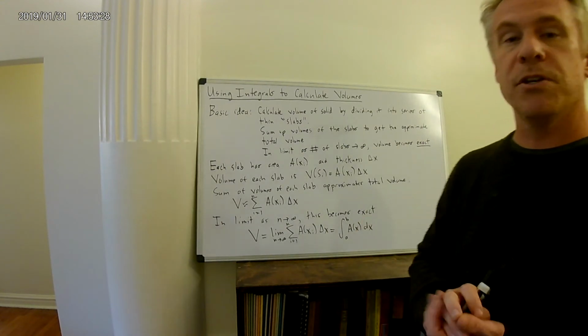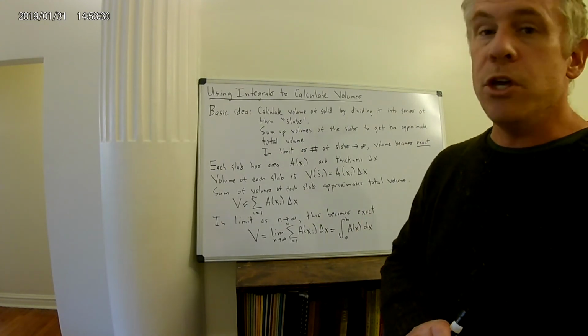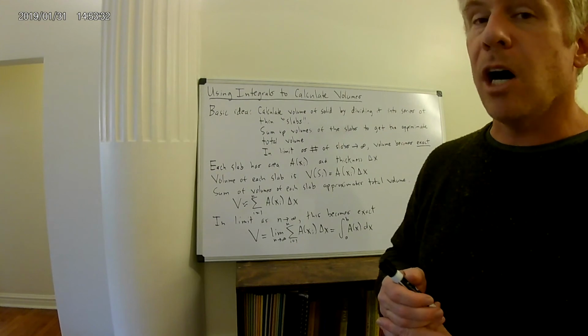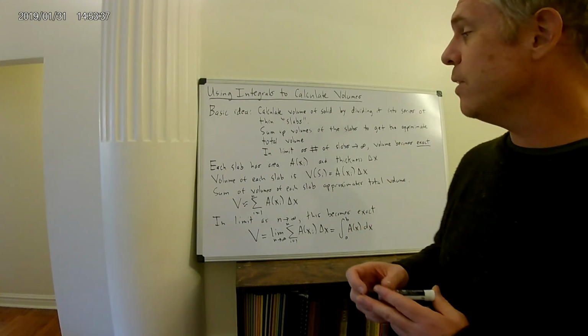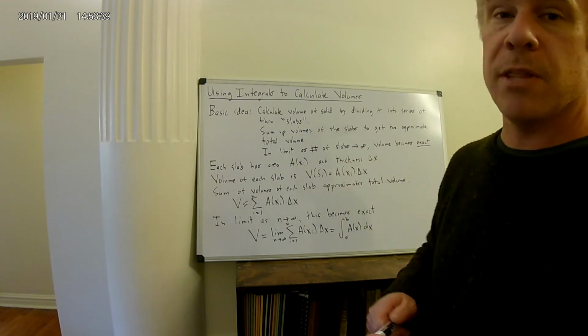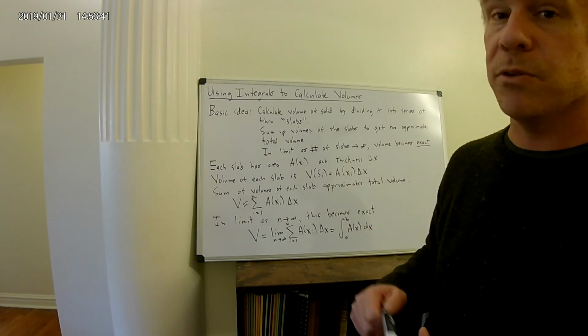If you have a very simple solid object, such as a cube, we all know how to calculate the volume of that. But if you have a more complicated solid object, how do you calculate that volume? We have to use calculus and the process of integration to calculate those volumes.